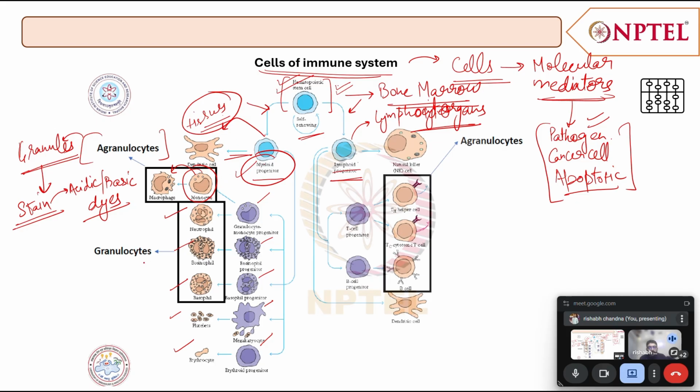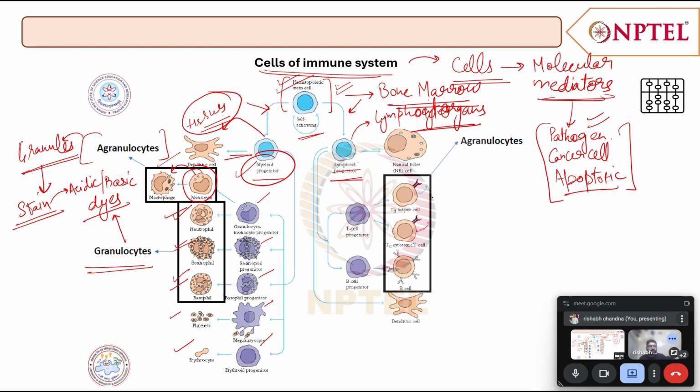Then we have the granulocytes, those cells that can be stained by acidic or basic dyes and will have certain granular structures in the cytoplasm. The examples of granulocytes are neutrophils, which are stained by neutral dyes, eosinophils, which are stained by acidic dyes, and basophils, which are stained by basic dyes. There are different functions of all these cells that we'll discuss in detail. And agranulocyte examples are macrophages or monocytes.